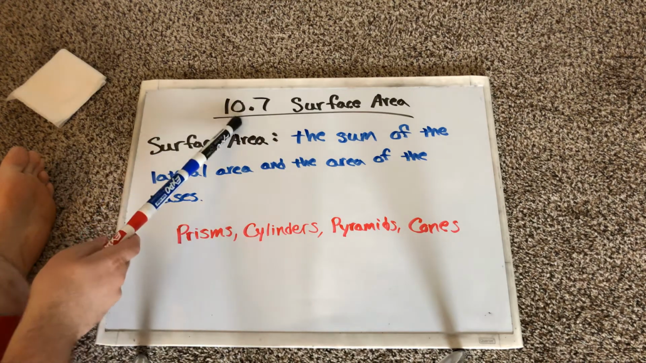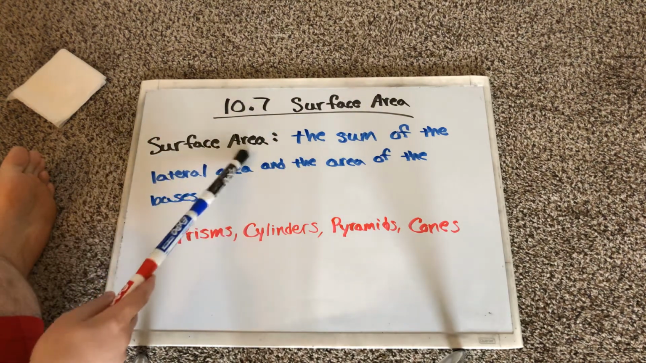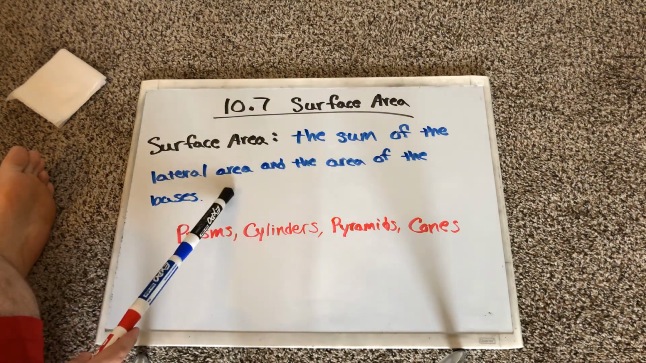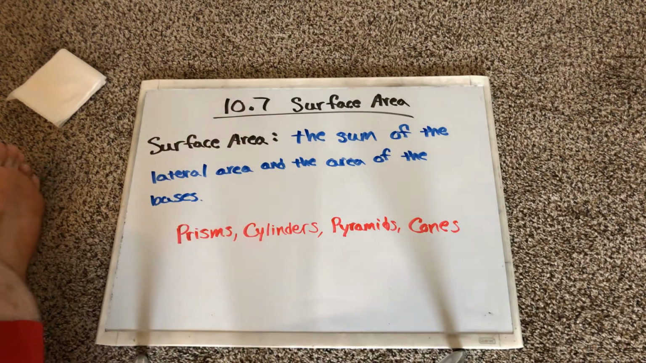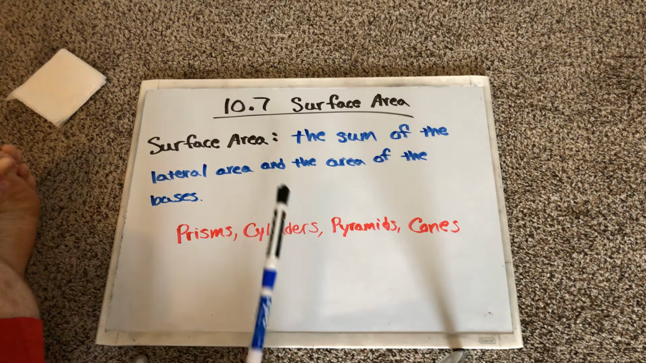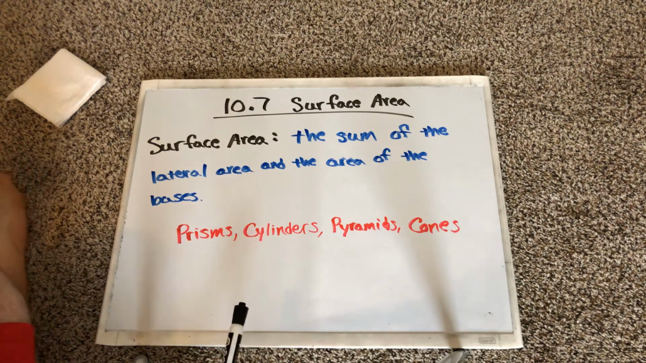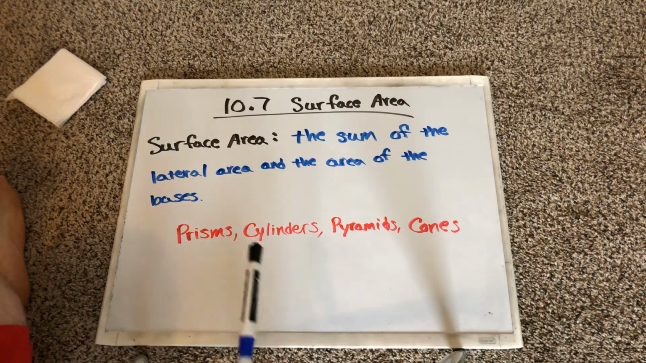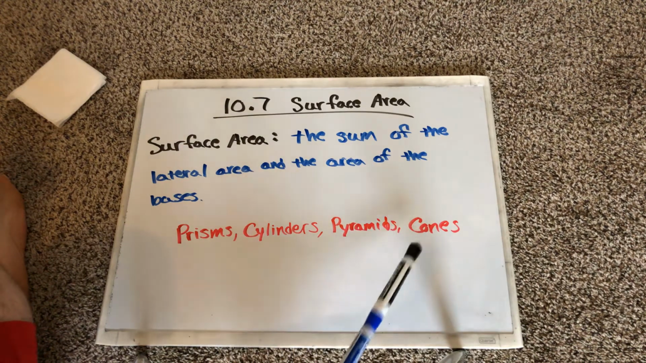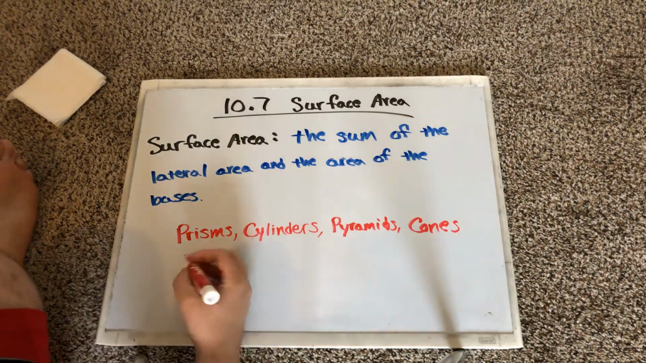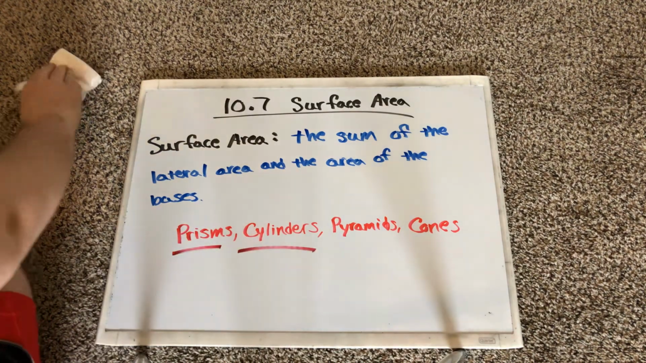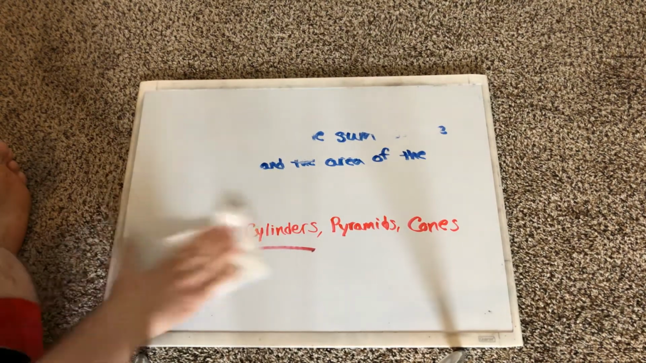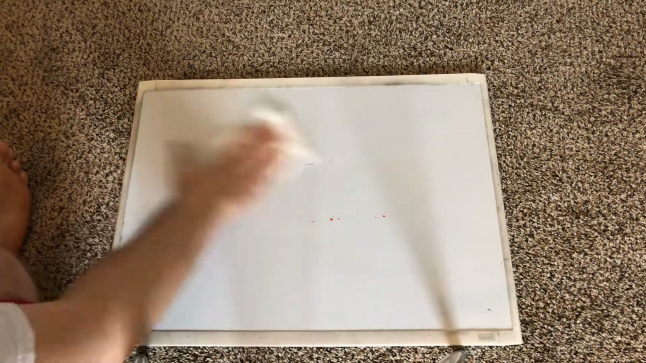So, 10.7 is about surface area, and surface area is the sum of the lateral area and the area of the bases. If you remember, we have a base, which is like a two-dimensional polygon, and it's being connected by something. That's called the lateral area. We have four different types of surface areas we're going to cover: prisms, cylinders, pyramids, and cones. Today we are just going to be covering prisms and cylinders. So let's go over prisms first.